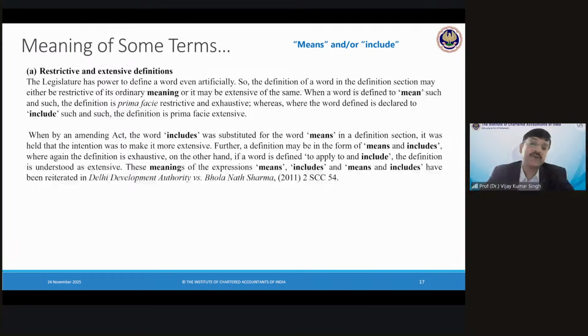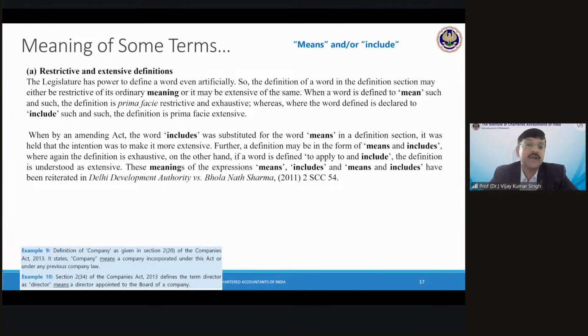So whenever you find the word means, that means it is restrictive. Whenever you find include, that means it is broad. When by an amending act, if there is a law which is amended and you have replaced the word means with includes or includes with means, then it was held that intention was to make it more extensive. Further, a definition may be in the form of means and includes, where again the definition is exhaustive. So there are different interpretations of this particular term, but the basic outline is that wherever you find means, you have to restrict the meaning. Wherever you find the word includes, you can be expansive in meaning. So this was held in one of the cases, Delhi Development Authority versus Bholanath Sharma.